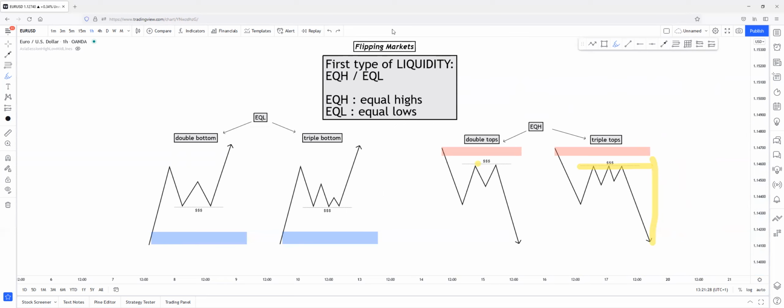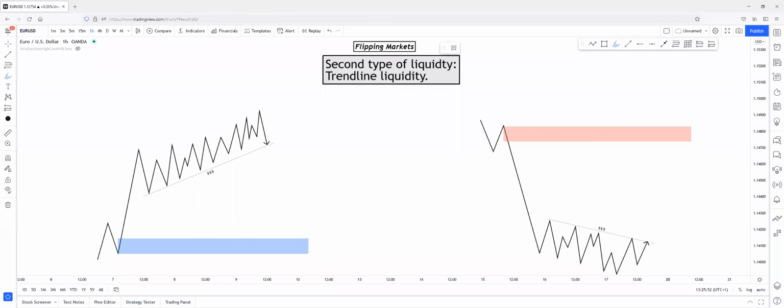Okay, let's hop into the next scenario. Okay, that's your second type of liquidity, which is the trendline liquidity. We have the same scenario, price is moving in an uptrend, creating a series of higher highs and higher lows. Price mitigated this demand zone here. After this, it created an inefficient push to the upside.